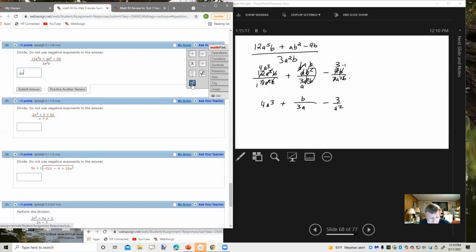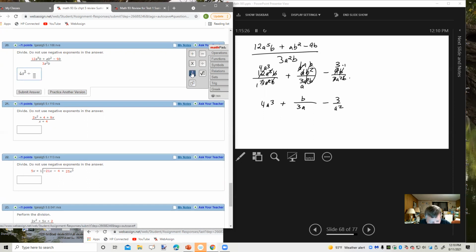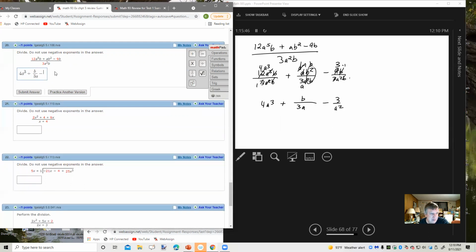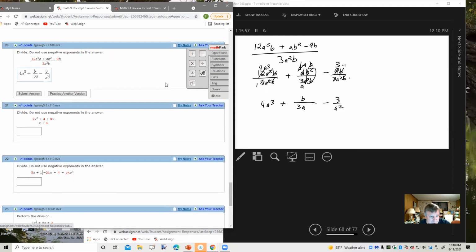4a cubed plus, okay, I've got a fraction here, so b, and then over 3a, gotta move outside there, minus, that's not what I wanted. Now I've messed things up. Let's see, we'll back up here. There we go. Okay, minus 3 over a squared. Okay.